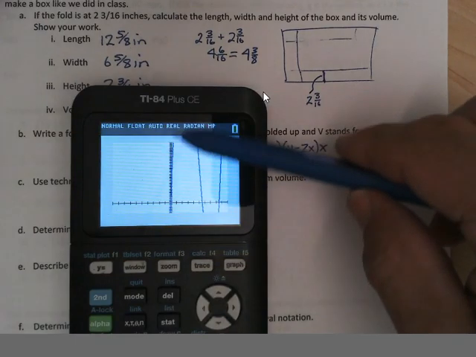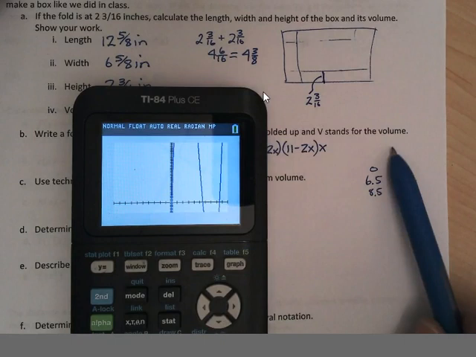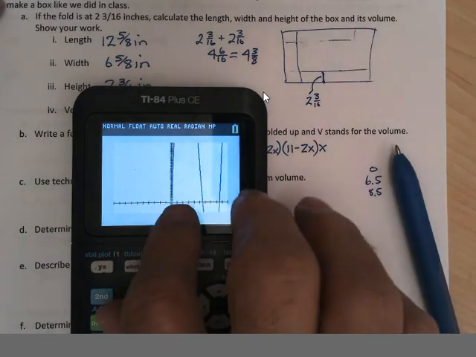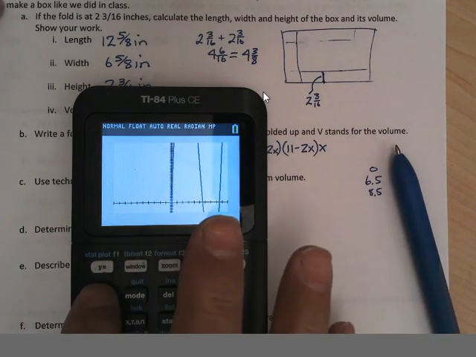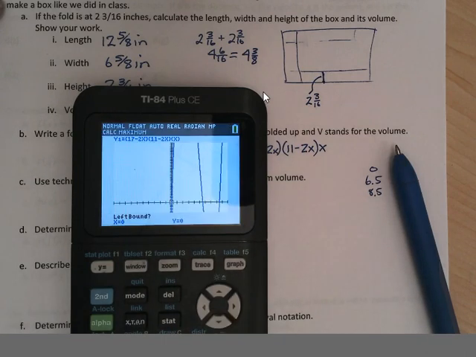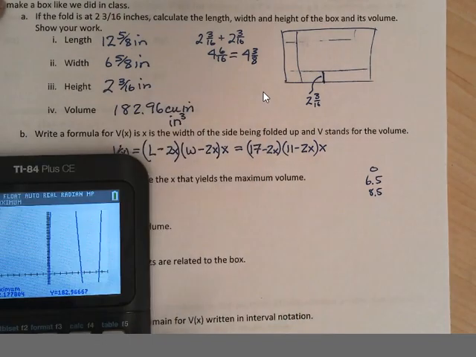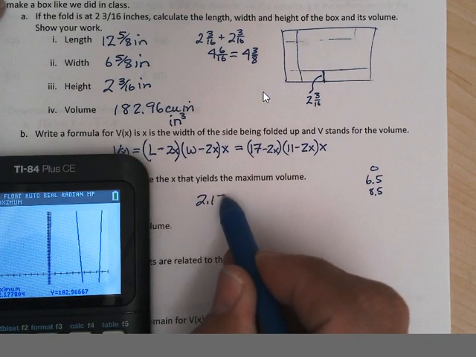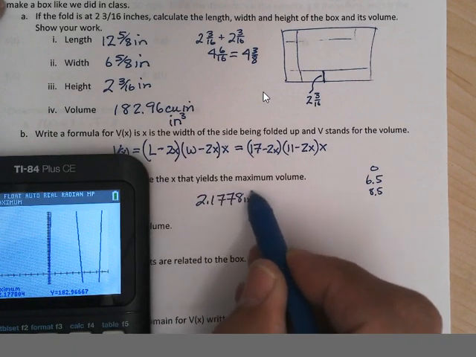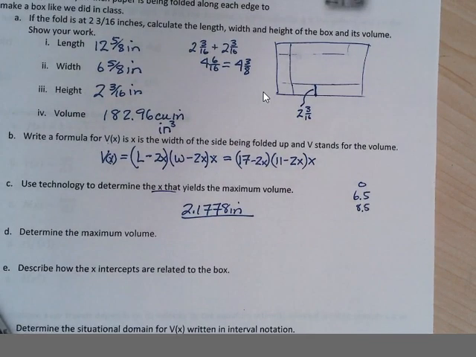Well, this graph comes up and it reaches a peak in there and comes back down, has a low spot and back up, just like we saw in class. So the max is somewhere between 0 and 4. So second, calculate the maximum between 0, enter, and 4, enter, and I'm going to guess 2, and it says 2.1778. 2.1778 inches is the x that yields the maximum volume.